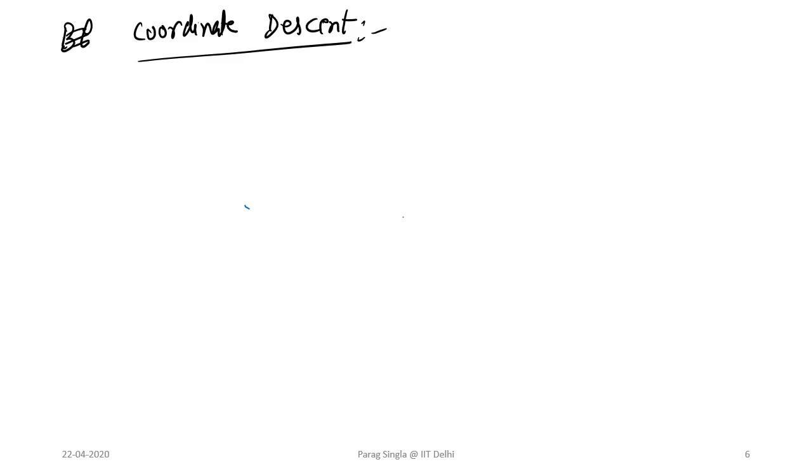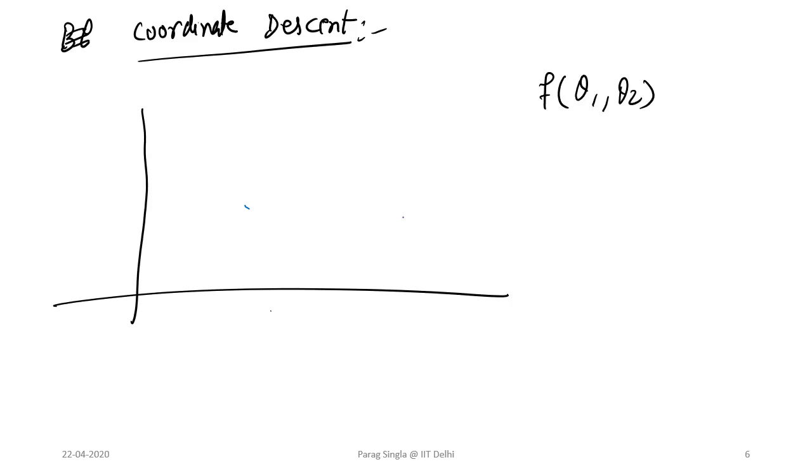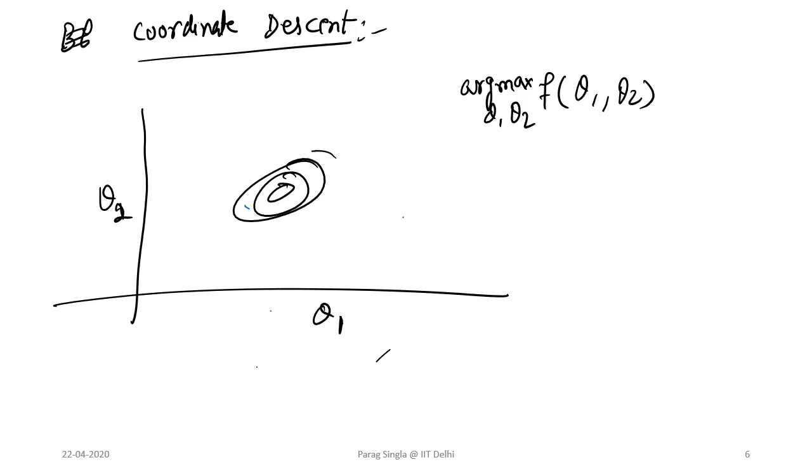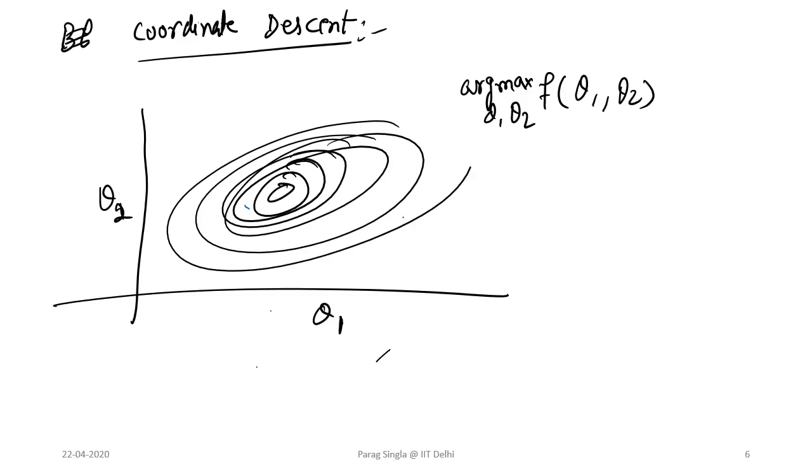Let's say you have a function of two parameters, f(theta_1, theta_2), which you want to maximize with respect to these parameters, and assume that theta_1 and theta_2 are scalars. So this is theta_2 and this is theta_1, and let us draw the contours of this function in this space. And this is our goal, to reach this point which is the maximum of this function.